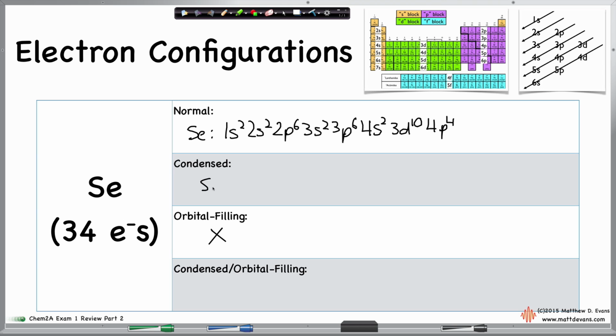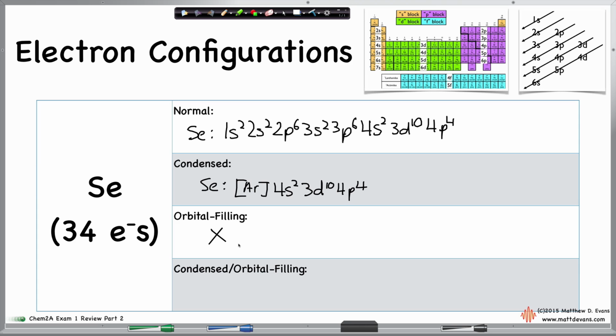Now the condensed is really slick because all we have to do is figure out the preceding noble gas. So here's selenium. Argon, once again, is the preceding noble gas. I'm going to start by writing it in brackets. So all we're responsible for is all the electrons past argon, which in this case there's quite a few. There's 4s 2 electrons, 3d10, and then 4p4. It's pretty simple once we have the normal configuration already written out, but these are the electrons that are past argon. Those are the only ones we're responsible for. We're going to have to watch out for Hund's rule potentially for this set of p subshell electrons.